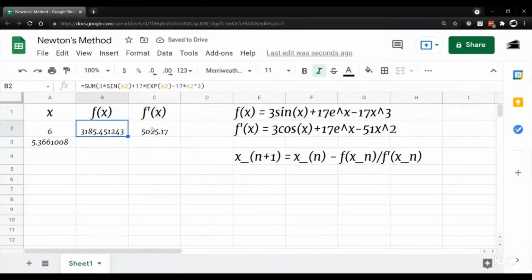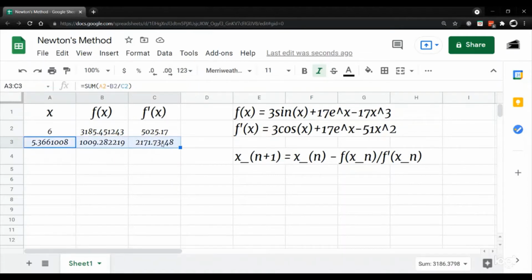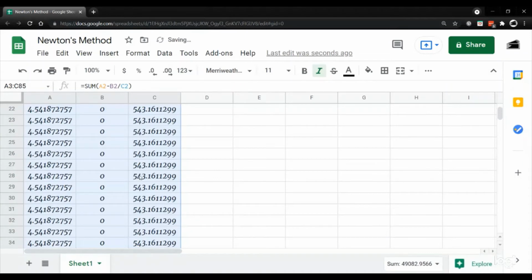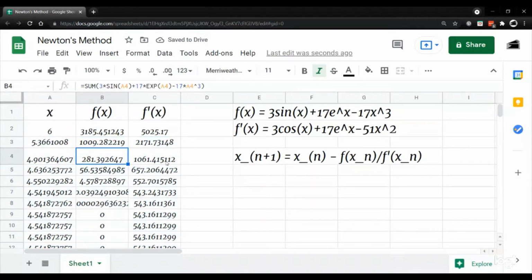Now with these two, if we just drag, this is now saying the sum of sine of A3, so that's this x value, plus 17 times e to the A3, so that's this thing again. And now that we have a whole row of this, we can just drag this down, and notice how after a few times it's essentially 0. And at this point everything stays the same.